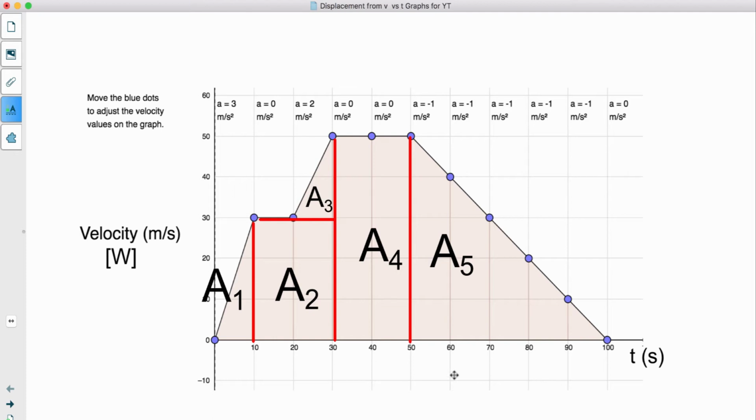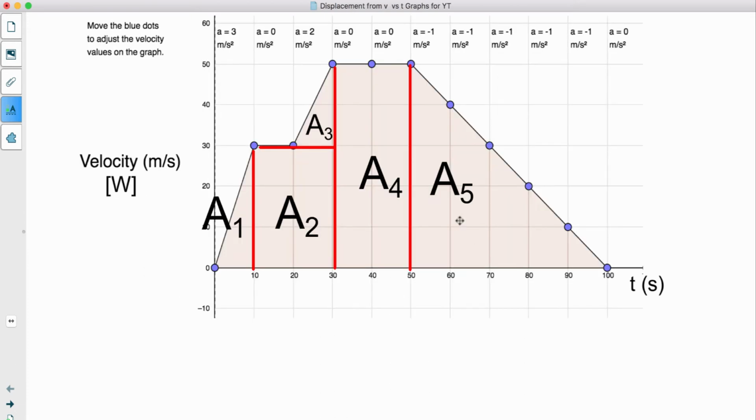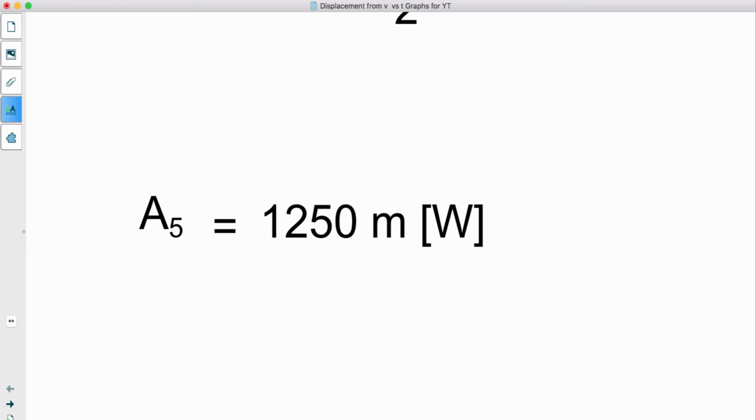Region 4 is a rectangle, 20 seconds by 50 meters per second. 20 seconds times 50 meters per second west gives us a grand total of 1,000 meters west. And the last area, area 5, the base is 10, 20, 30, 40, 50 seconds. The height is 50, and it's a triangle, so 1/2 base times height, 50 meters per second west times 50 seconds divided by 2, giving us 1,250 meters west.